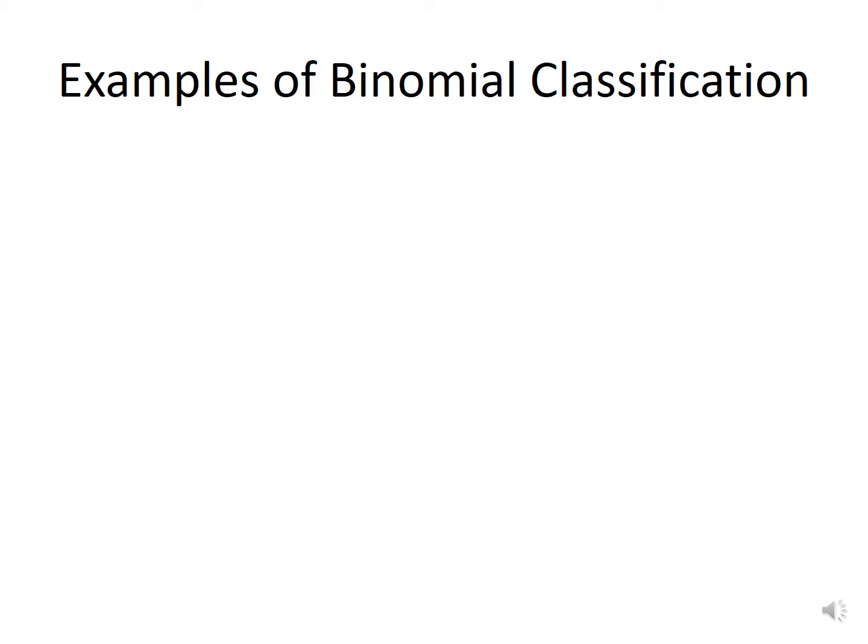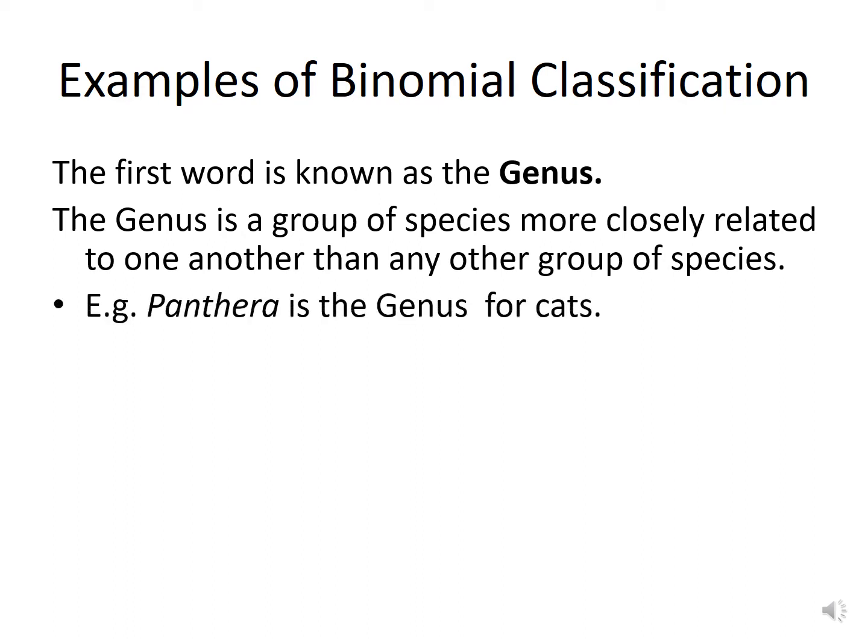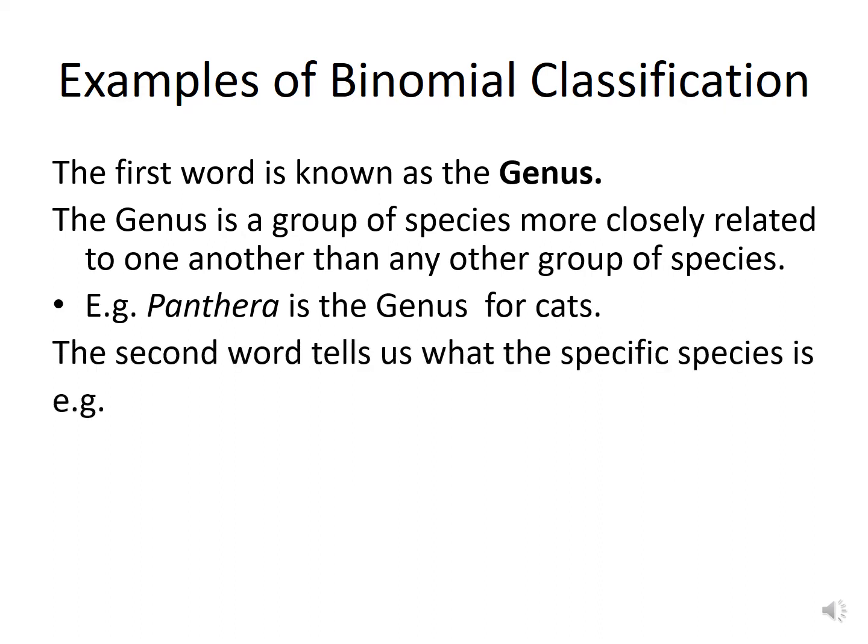Examples of binomial classification. The first word is the genus. The genus is a group of species more closely related to one another than any other group of species. So it's a big group. For example, Panthera is the genus for cats.